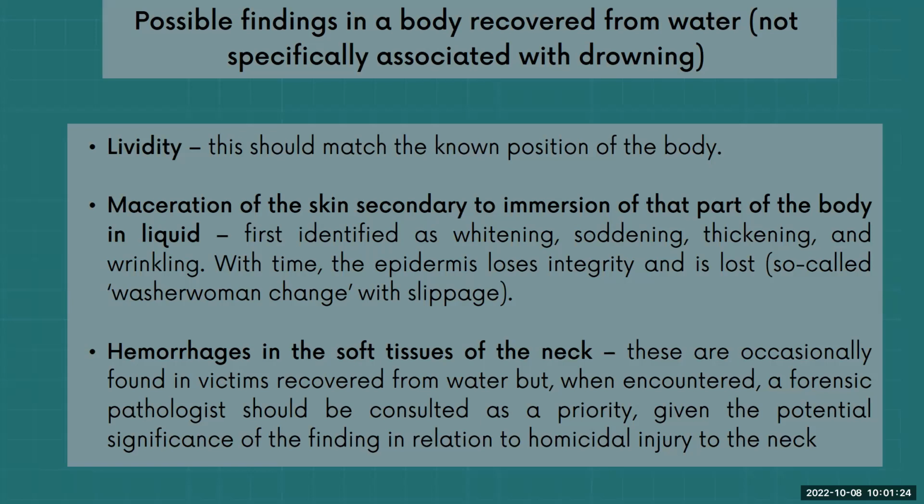Next is hemorrhages in the soft tissues of the neck. These are occasionally found in victims recovered from water, but when encountered, a forensic pathologist should be consulted as a priority given the potential significance of the finding in relation to homicidal injury of the neck. So, yun po yung appearance of purplish spots or patches of the skin. Next.